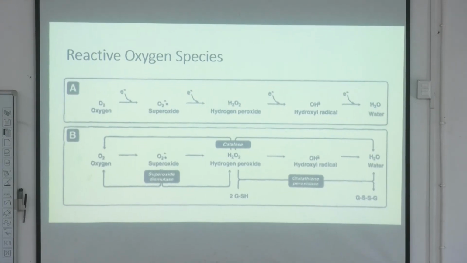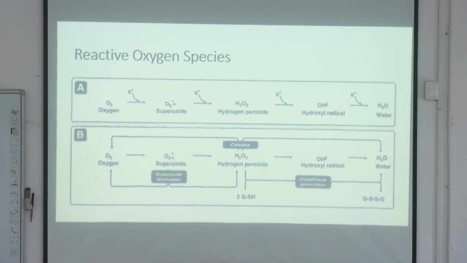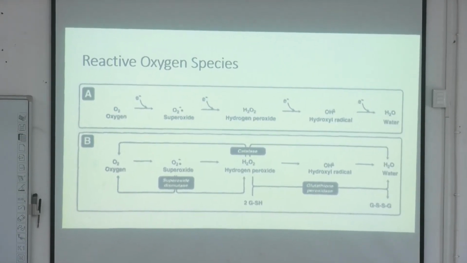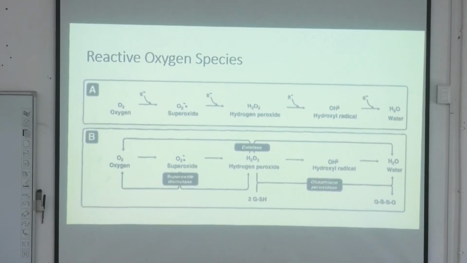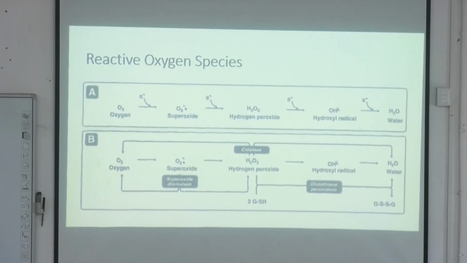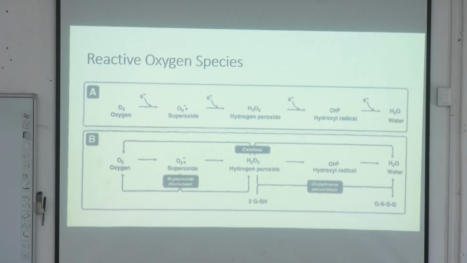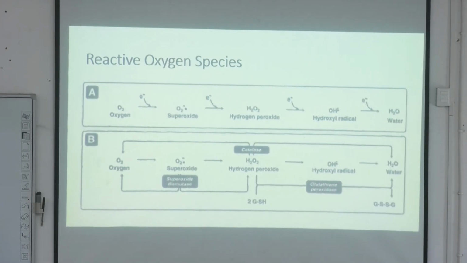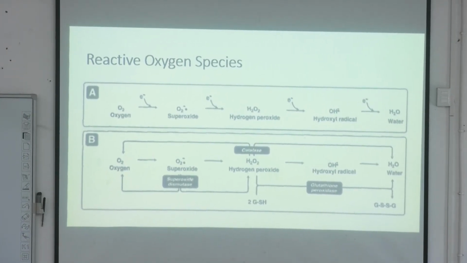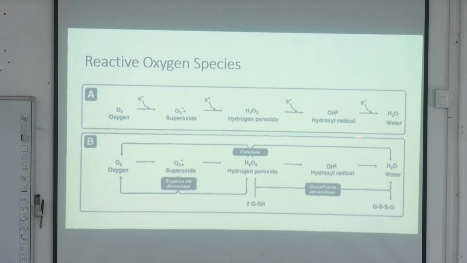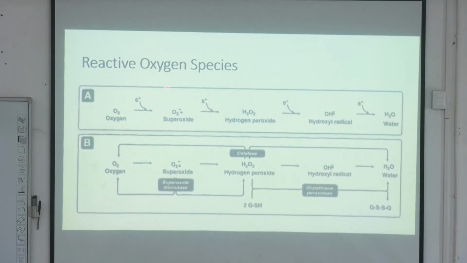So what are the reactive oxygen species? How do they form? Oxygen, by accepting an electron, forms superoxide. Superoxide, after receiving an electron, forms hydrogen peroxide. Hydrogen peroxide, after receiving an electron, forms the hydroxyl radical. Okay, so superoxide ion and hydroxyl radicals are free oxygen species or reactive oxygen species.